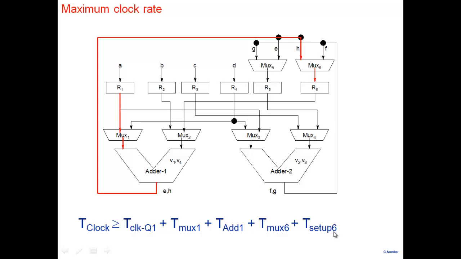So if I examine the critical path in my system, I arrive at this. My clock period must be equal to or greater than this. Note that I have an adder delay and I have clock to Q. These are always going to be there: clock to Q and setup time, adder delays, and there are 2 mux delays, which are also added here.